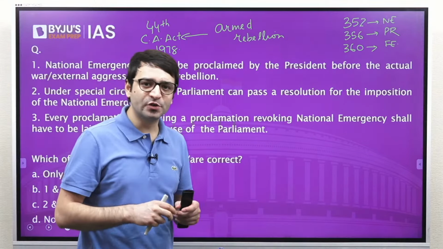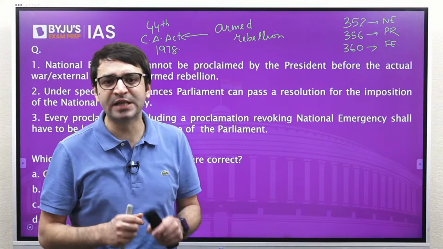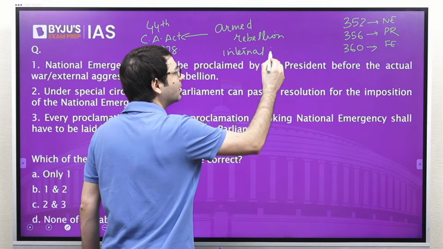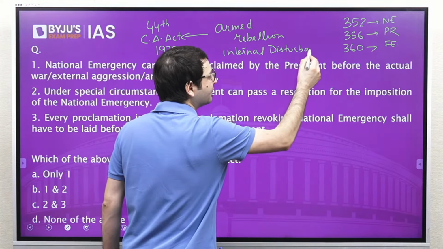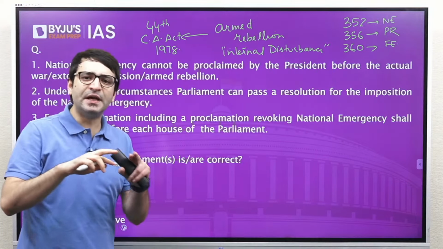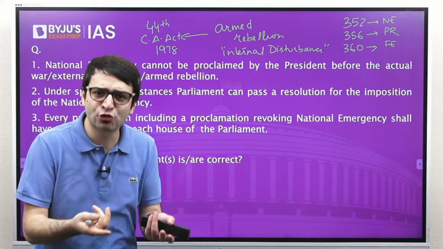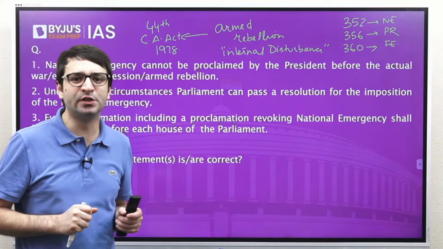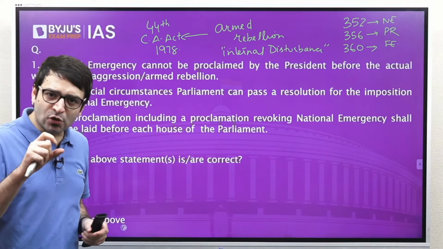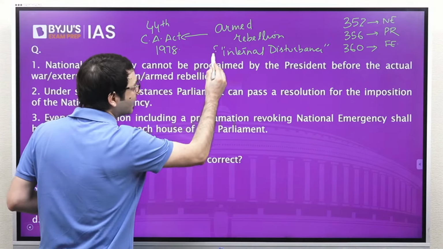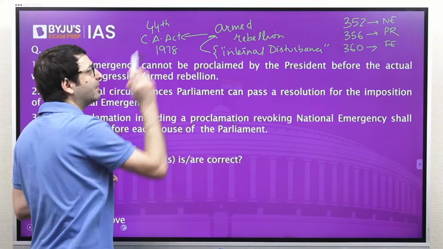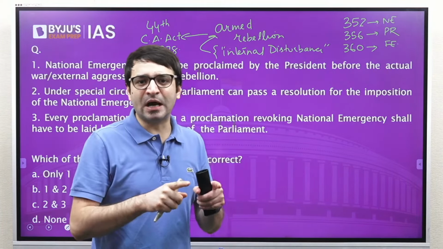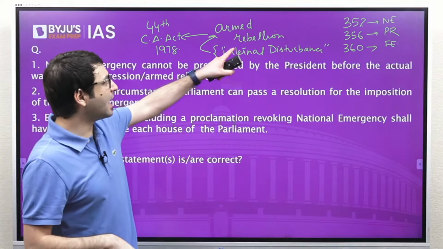When the then Prime Minister, Shrimati Indira Gandhi, asked the President to impose national emergency on the grounds of internal disturbance. But this internal disturbance is a very vague phrase. It is liable to be misunderstood, misinterpreted, misused. That is why, to curb the misuse of Article 352, in 1978 the Constitution was amended, replacing internal disturbance with armed rebellion. So now national emergency can be proclaimed by the President on the grounds of war or external aggression or armed rebellion.